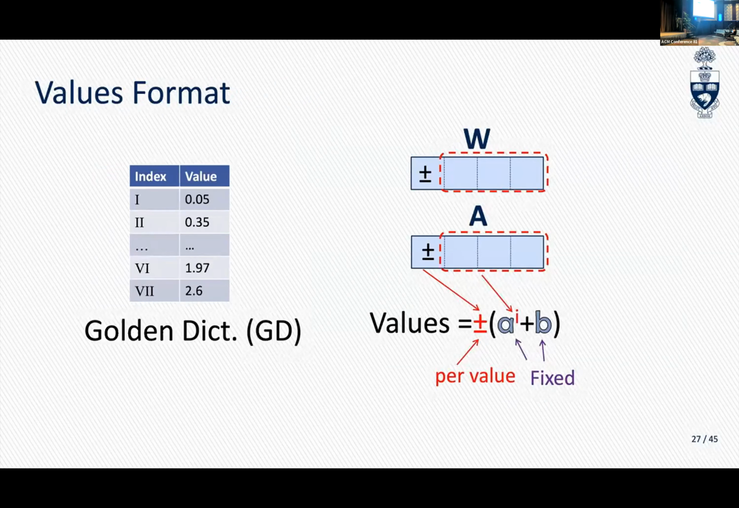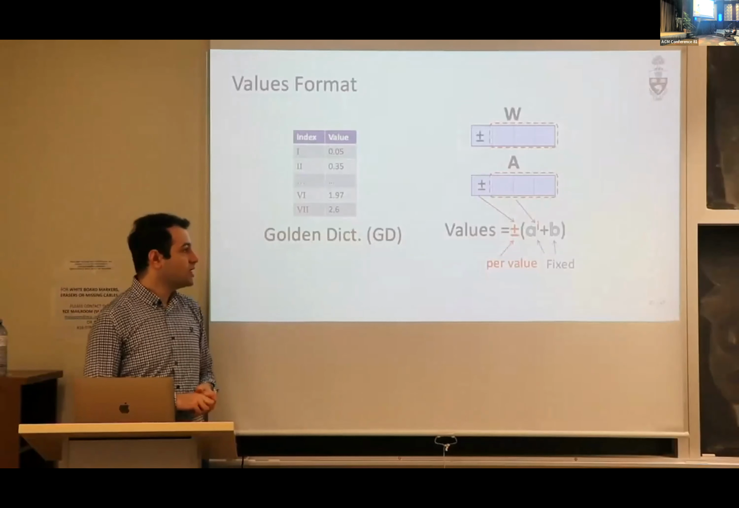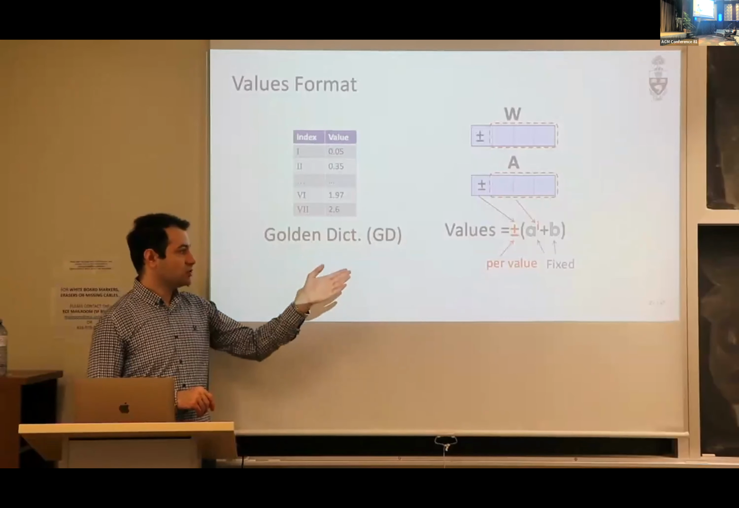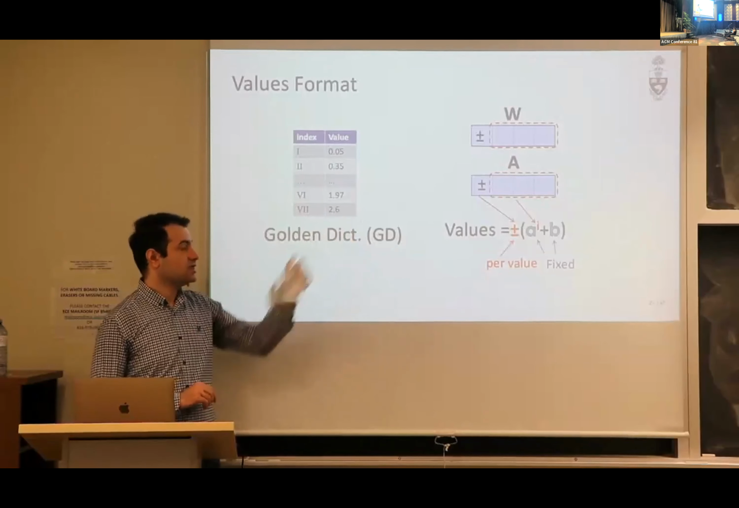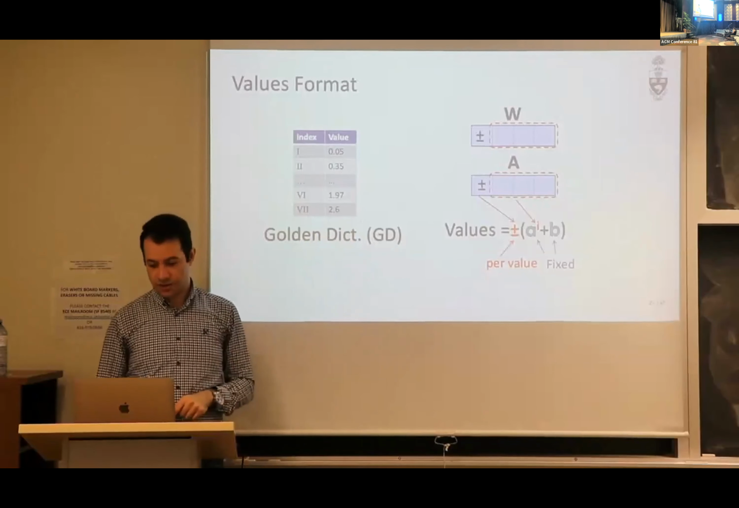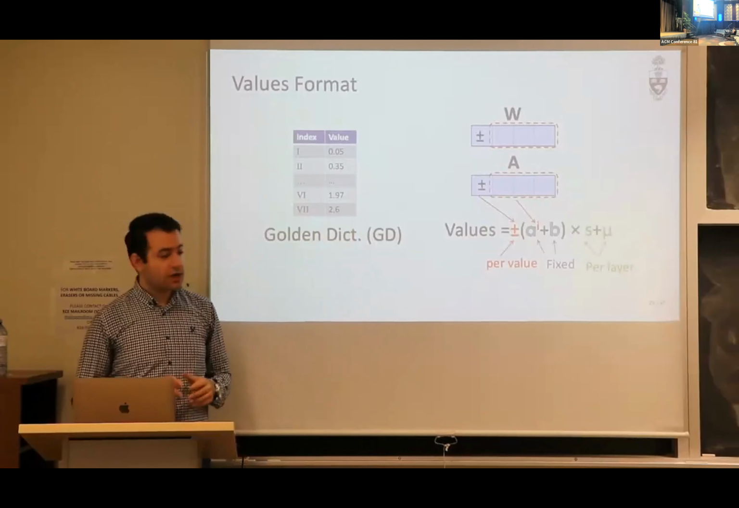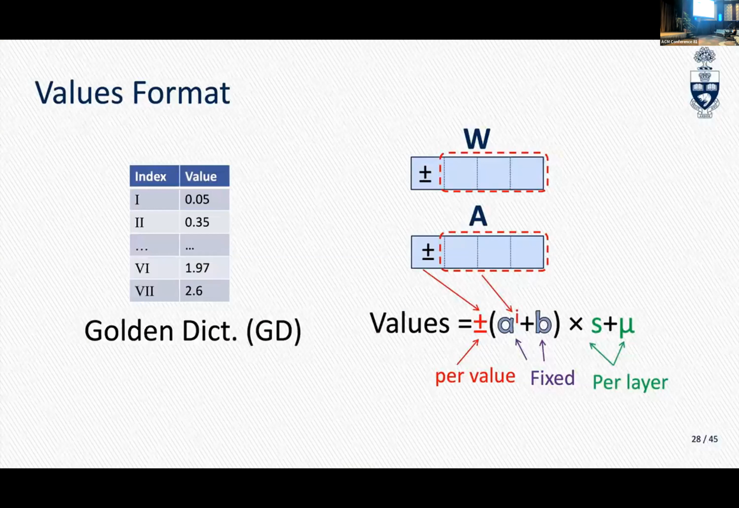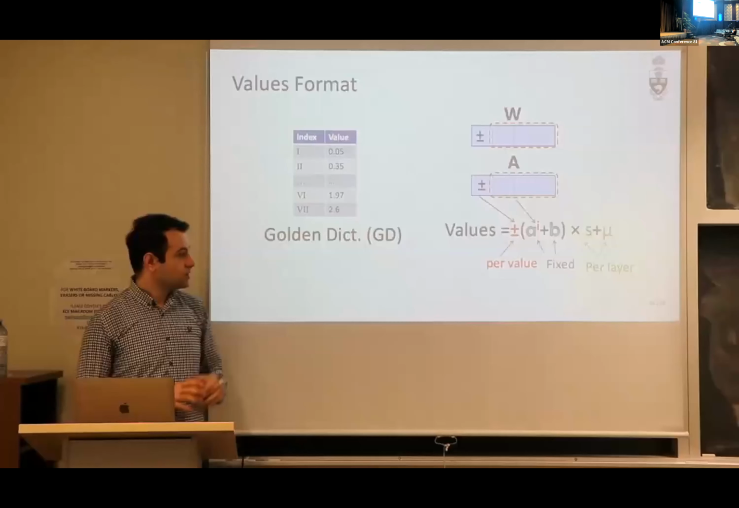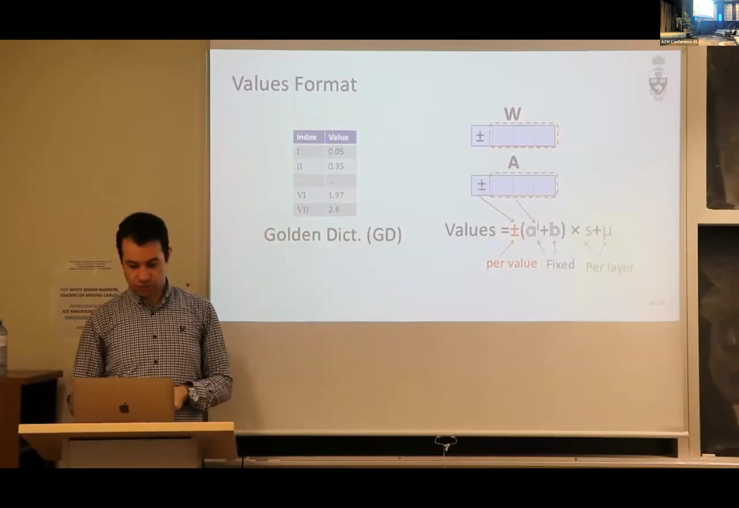As a result, we can represent our values in a 4-bit format like this. First, we have a sign bit that tells us which side of the distribution we are on, and then we have a^I + b, where a and b are constants, and I is just the index to the Golden Dictionary. And to accommodate every layer, if you remember, we said we need a shift and a scale. So we are going to add the standard deviation and the mean of every layer in order to fit these values to their distribution.